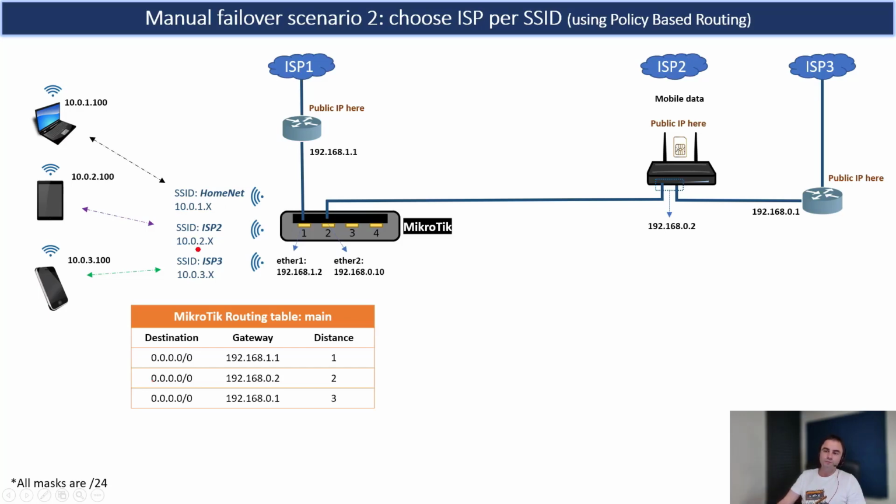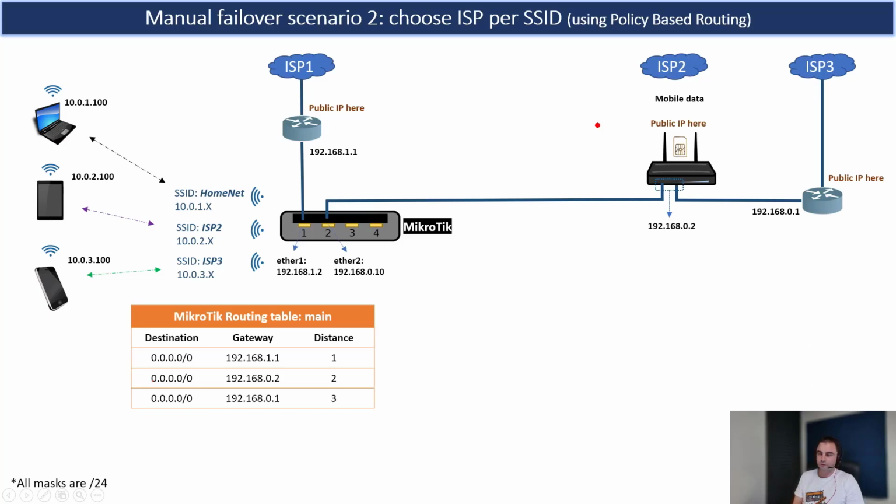I want to map these different SSIDs to the different providers, and then based on the different clients, if you connect to this SSID, you should exit out of ISP2. If you connect to the ISP3 SSID, you should exit out of ISP3. How can this be accomplished? This can be accomplished via two different ways. One is policy-based routing, what we are discussing today, and the other one is called VRF, virtual routing and forwarding.